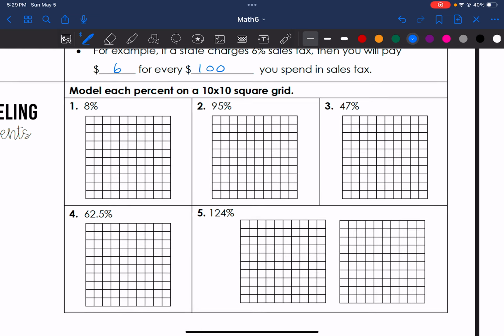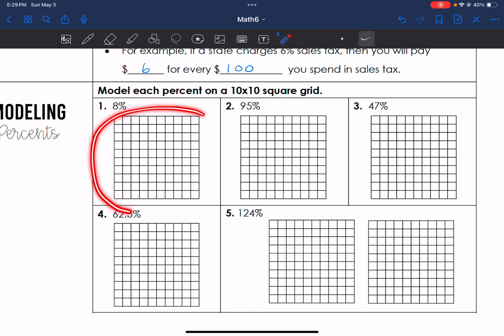When you model it, these cubes here are 100. So if I'm looking at 8% of this setup, I would be shading in 1, 2, 3, 4, 5, 6, 7, 8. I could put this in any way. I can go sideways, or put some here. Either way, it's 8 of those pieces. So you could do the same for number 2 and number 3.